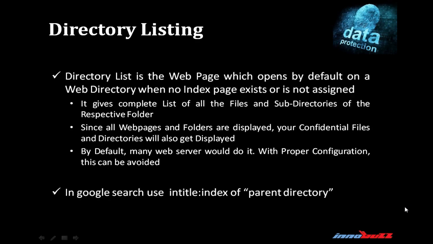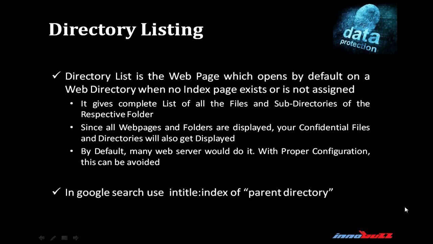We can also get useful information through directory listing. Directory listing is the web page which opens by default on a web directory when no index page exists or an index page is not assigned. Directory listing gives a complete list of all the files and subdirectories of a respective folder, since all the web pages and folders are displayed. Your confidential files and directories also get displayed by default.